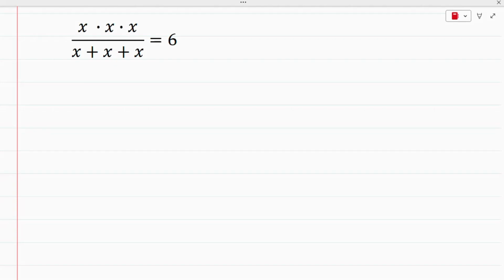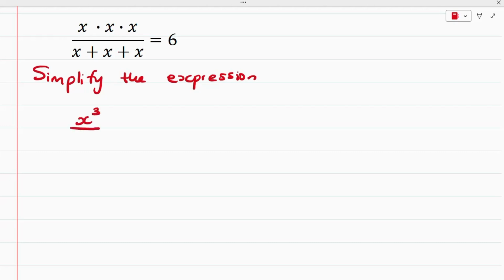So right here we have this question that says x multiplied by x divided by x plus x is equal to 6. So we have to solve for the value of x. The first thing, guys, we want to do is to simplify the expression. For the numerator we have x multiplied by x, and this is going to give us x cubed, divided by x plus x, which is going to give us 3x, which is equal to 6.